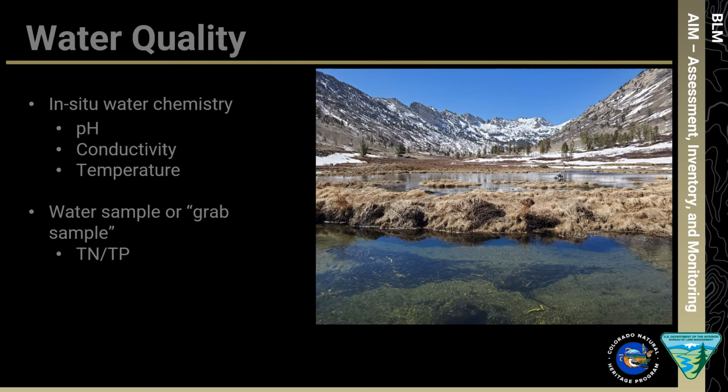A single sample of surface water should be collected from one location within the monitoring plot for future laboratory analysis of total nitrogen and total phosphorus. All water samples are collected from surface water. Water samples are never collected from within the soil pit.